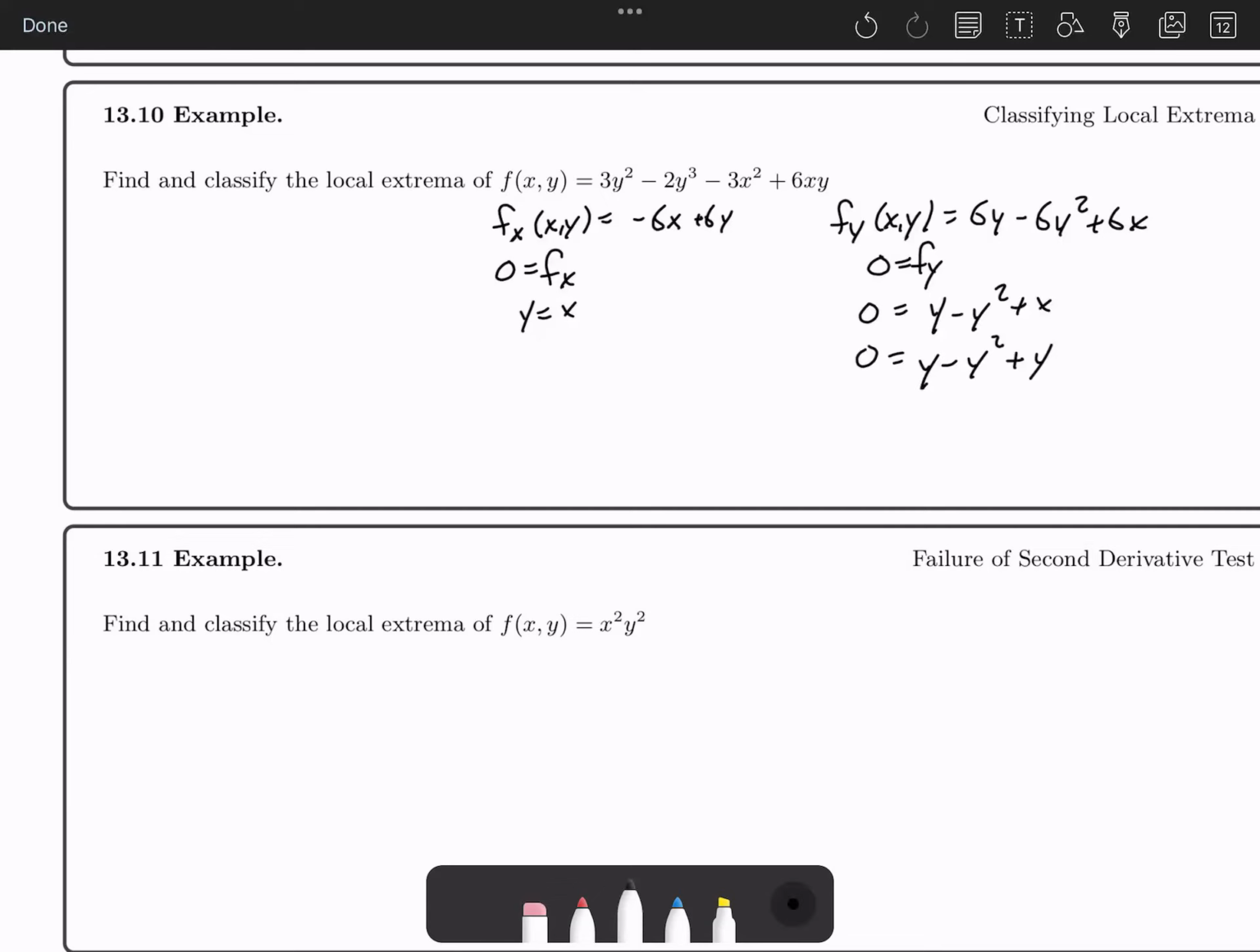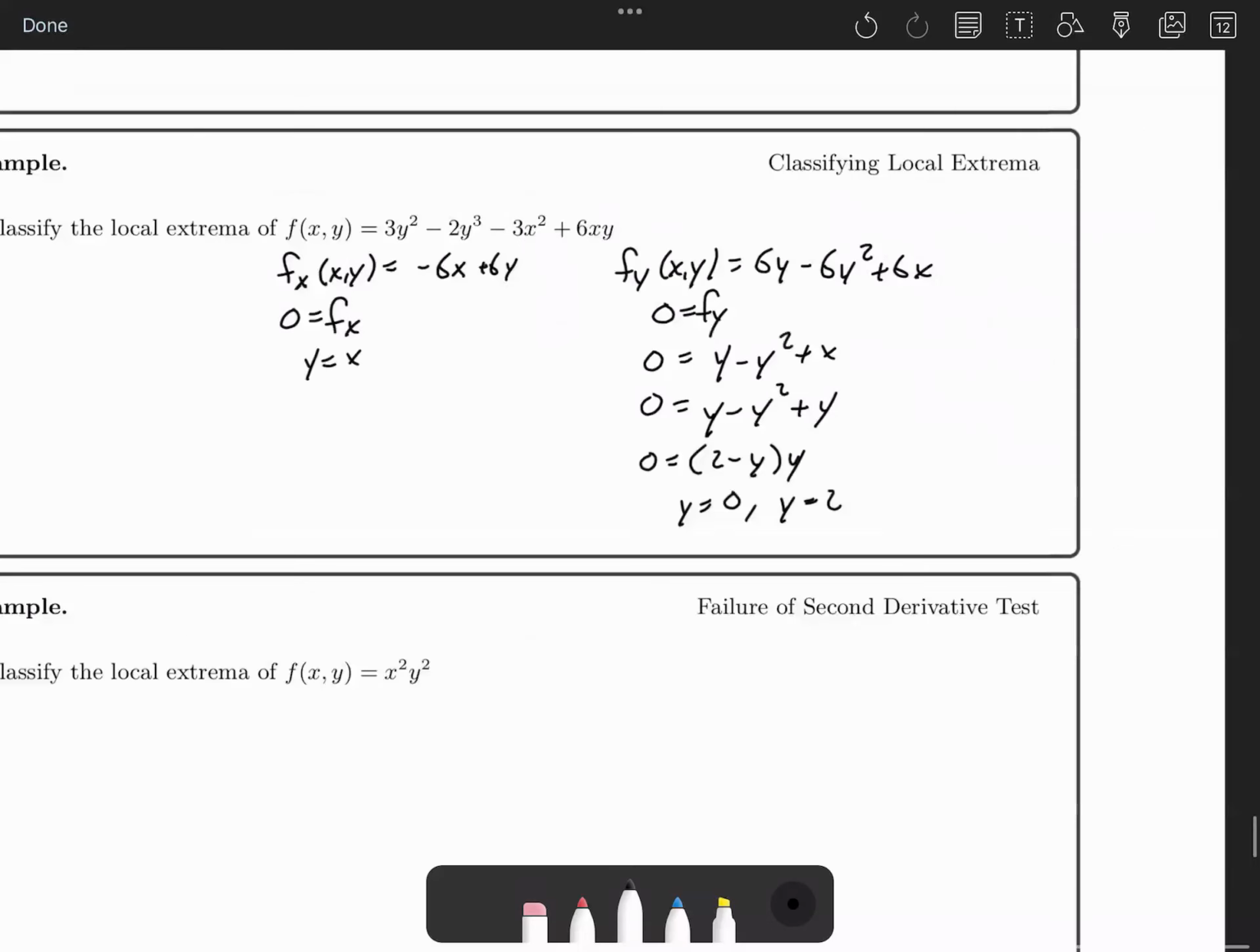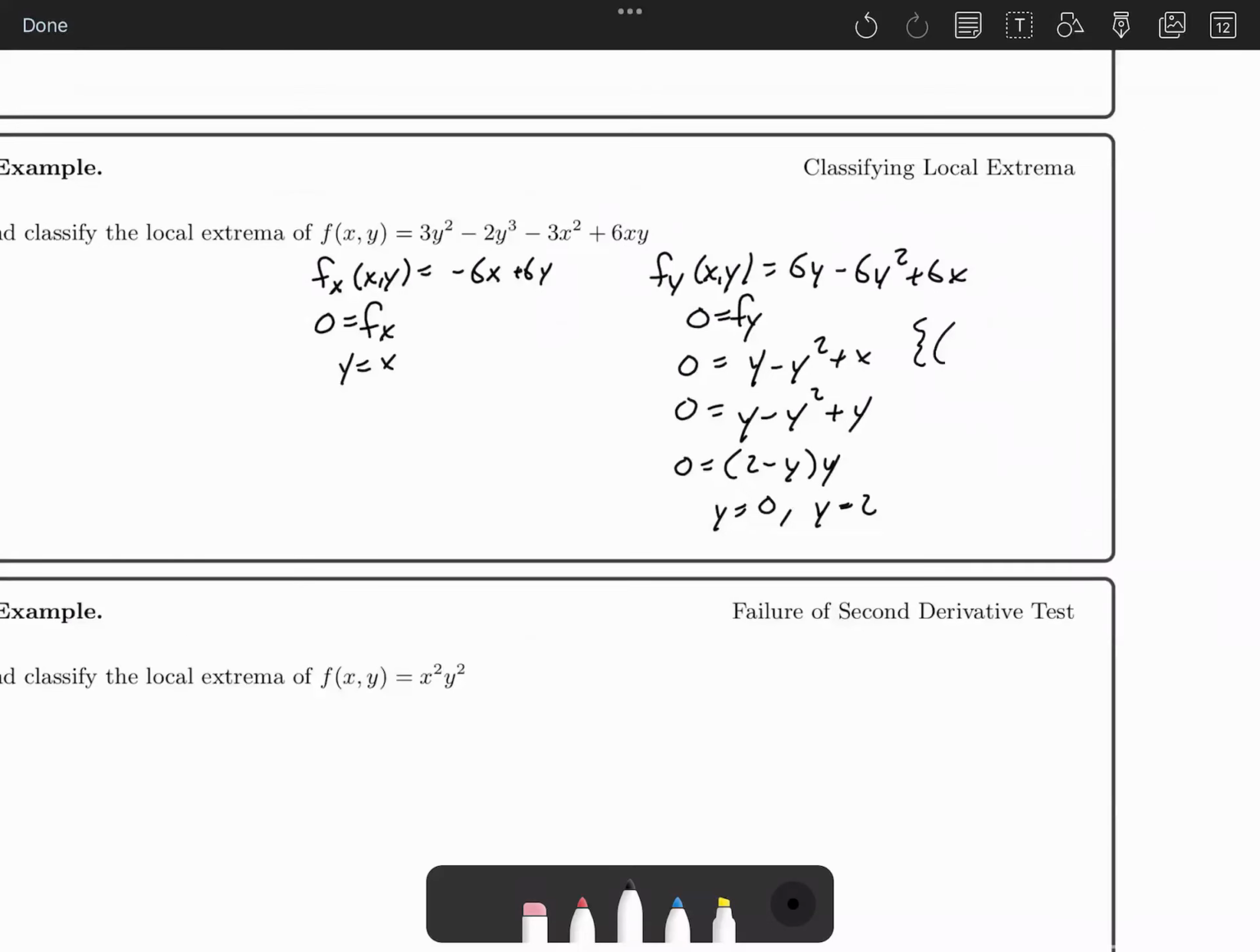And then once I'm here, this is a quadratic that factors pretty nicely. 0 is 2 minus y times y, making y 0, or making y 2. So that is going to give us 2 points to look at. We need to look at (0, 0) and (2, 2).